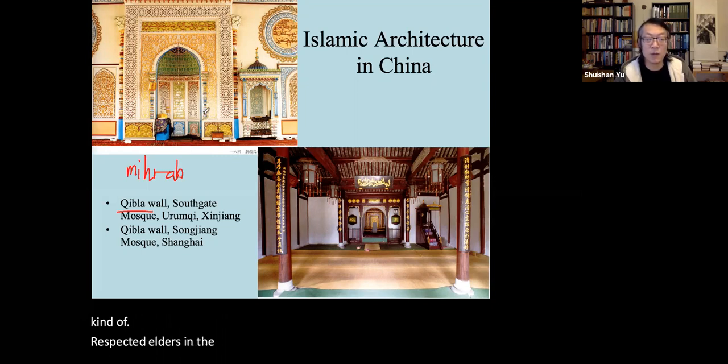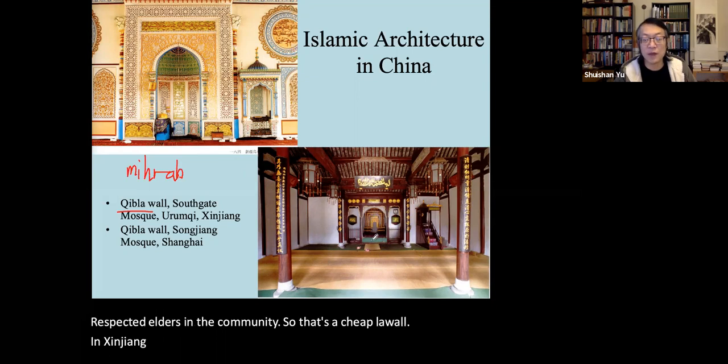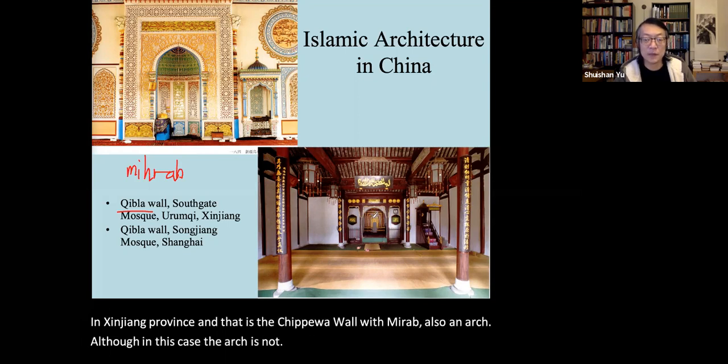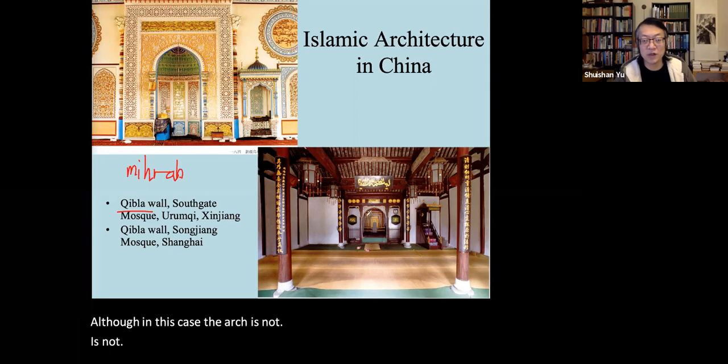So that's a Qibla Wall in Xinjiang province. And that is the Qibla Wall with mihrab, also an arch, although in this case, the arch is not structural, it is just a decoration. That's the mihrab.